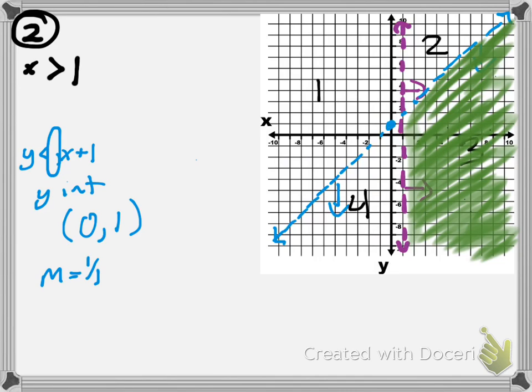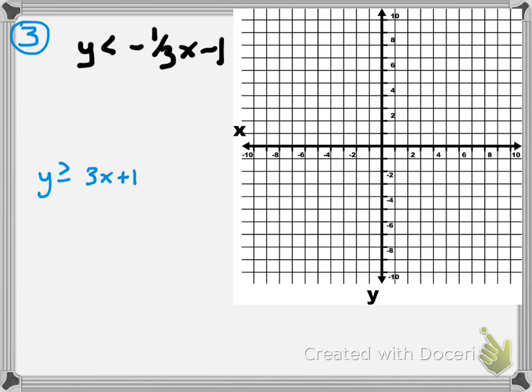Can a solution show up on the line? Because it is dashed, no. So anything in that shaded region, any ordered pair I pick, would be a solution. Okay? Let's do two more graphs of these.